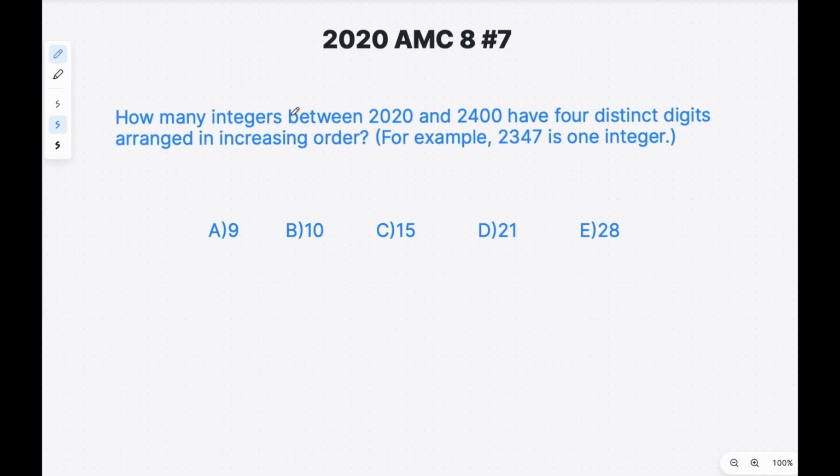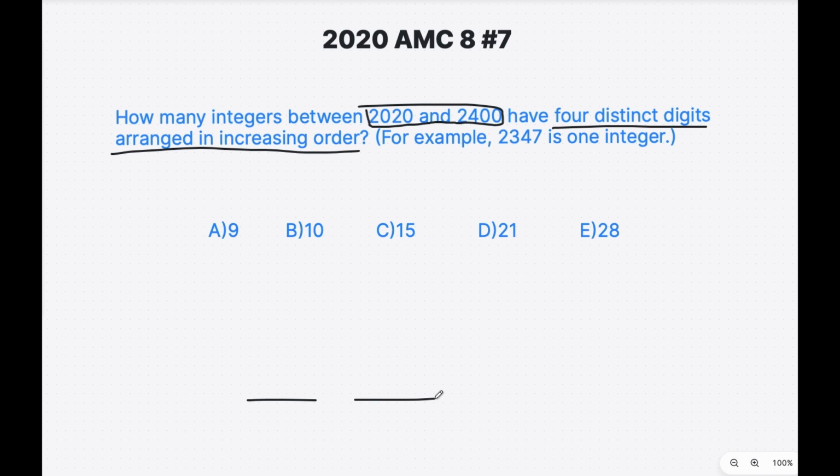So our conditions here are that the number has to be between 2020 and 2400. It has to have 4 distinct digits. It has to be arranged in increasing order. And these are our options. So what I like to do when given a problem like this is give ourselves 4 different dashes to write down integers for our 4-digit number.